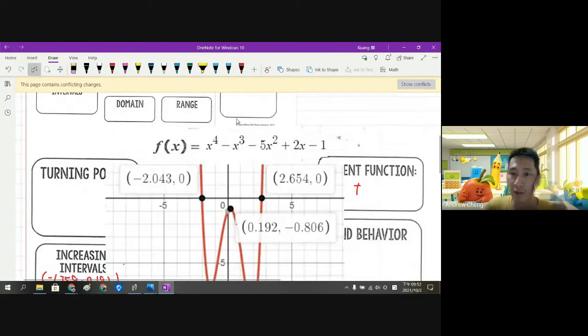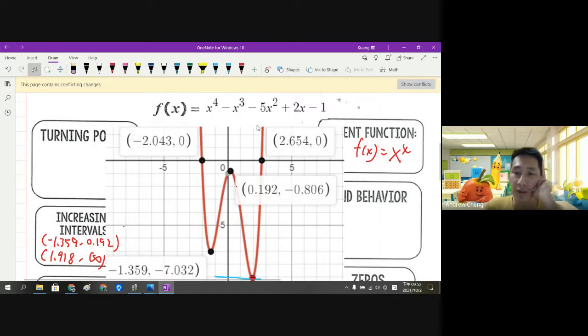Okay, the parent function is very easy. You just say f of x. You see the highest degree, that will be x to the power 4. If there is a coefficient like a 4, you don't have to write the coefficient. Just take out the coefficient or negative. No, you just write this. That's it.